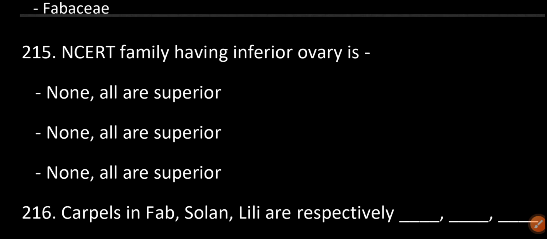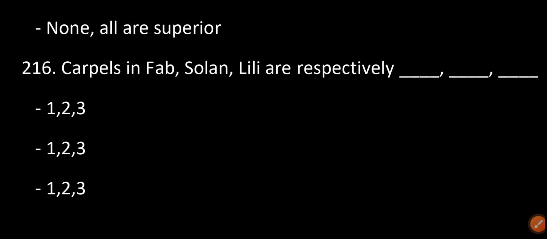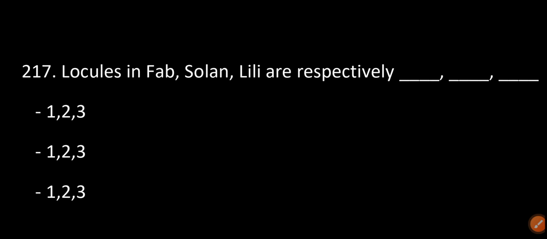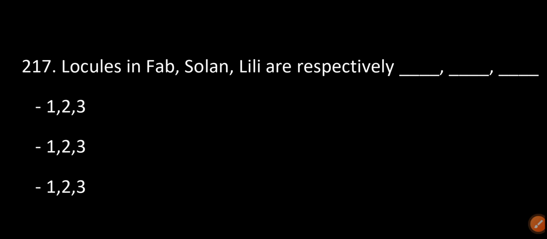NCERT family having inferior ovaries: none, all are superior. Carpels in Fabaceae, Solanaceae, Liliaceae are respectively 1, 2, 3. Locules are respectively 1, 2, 3. Syncarpous families are Solanaceae and Liliaceae.